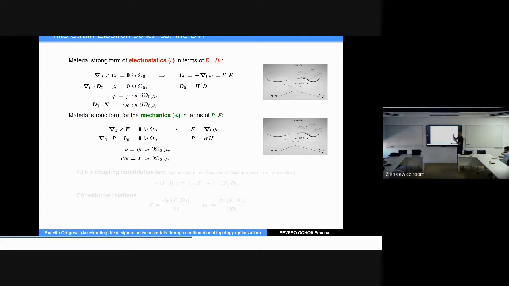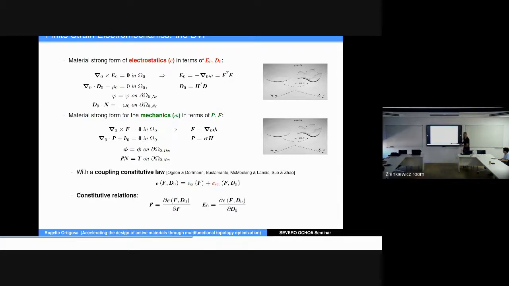So we have four fields here, first Piola-Kirchhoff P, F, D0, E0, and they are going to be interrelated through a constitutive law. Typically we define a strain energy function, which in my case I call internal energy, from which I'm going to derive those relationships. And as you can see, there is a work conjugacy between P and F, and E0 and D0. This is the way I'm going to define my constitutive law.